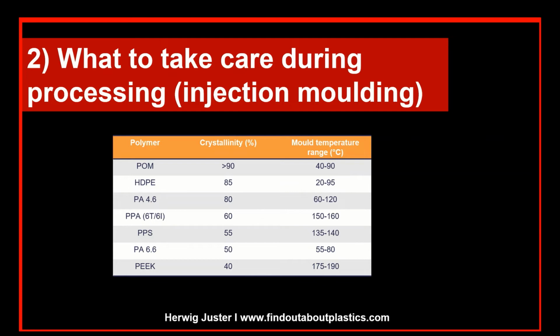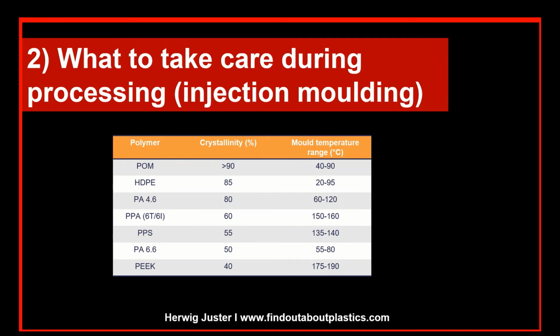And here I have a table which shows the crystallinity of selected polymers with their tool temperatures. So we have here POM, so polyacetals, with over 90% crystallinity and mold temperatures between 40 and 90, and there is again this range, and to find the optimum we have the most growth. So HDPE, as we already discussed, 85%, really high. Also PA46 is around 80%, really high. You see here already mold temperatures between 60 and 120.